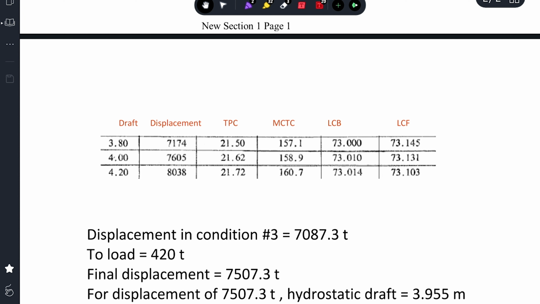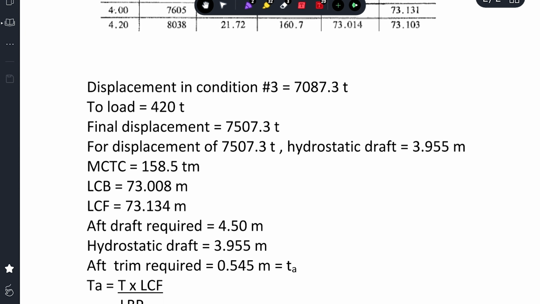So to start with, what's my initial displacement in condition number 3? We just checked and it shows 7087.3 tons in condition number 3. I have to load 420 tons of cargo. So what will be my final displacement after loading 420 tons? We add 420 to the initial displacement, 7087.3 plus 420 gives me 7507.3 tons. This is the final displacement. And all the conditions of Hinchip data, everything is always for salt water, so no question of any density correction required here.